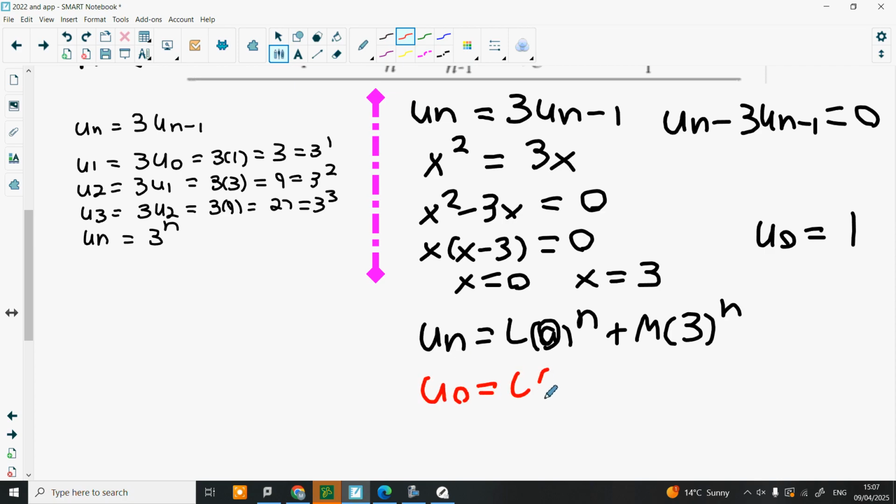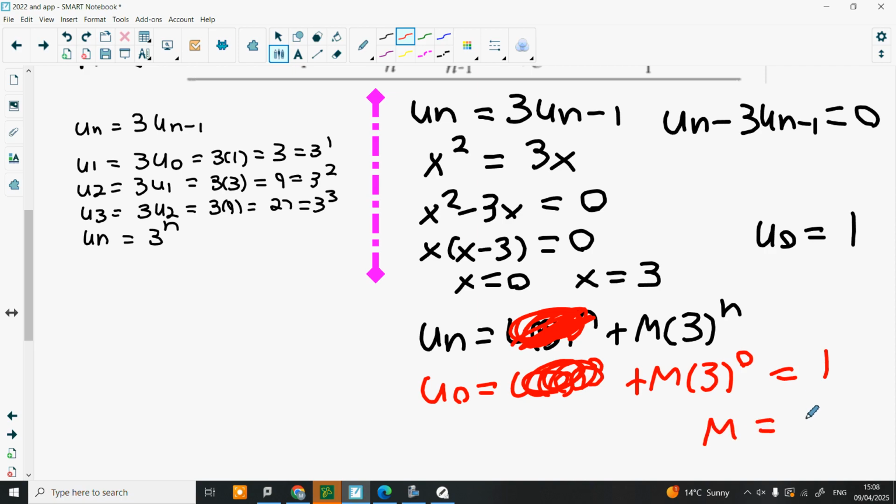So we go, u0 is L times 0 to the power of 0 plus 0, yeah? This one doesn't exist because it's 0. And then it's m times 3 to the power of 0. This means that m equals 1, which means the whole solution is still 3 to the power of n. No matter which way I cut it, it's 3 to the power of n. Agreed? Okay.